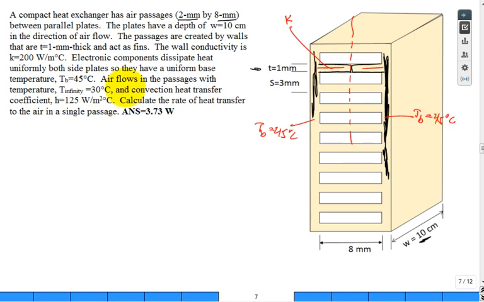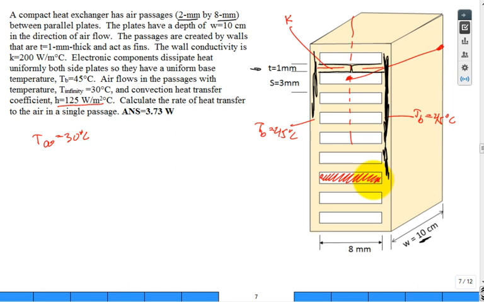Air flows in the passages with a temperature T infinity of 30 degrees C. Even though the air is cooler on the inlet and warmer on the outlet, the average air temperature is just a simplistic T infinity of 30 degrees C. All right. The convection coefficient is 125 watts per meter squared C. Calculate the rate of heat transfer to the air in a single passage. Just one passage. So this is one passage right there.